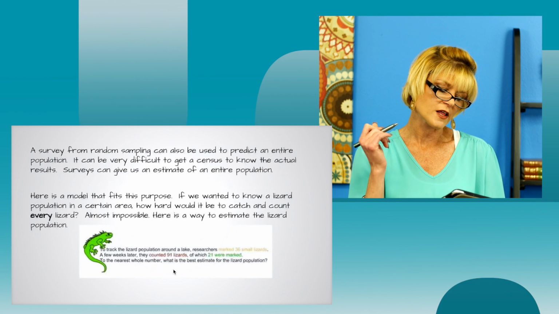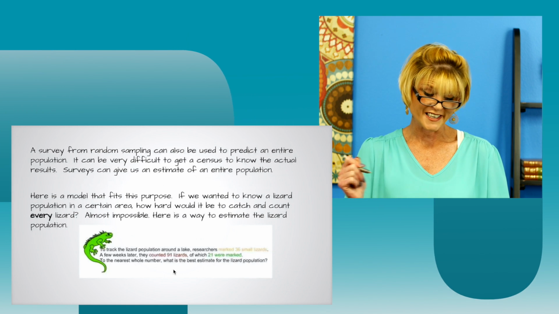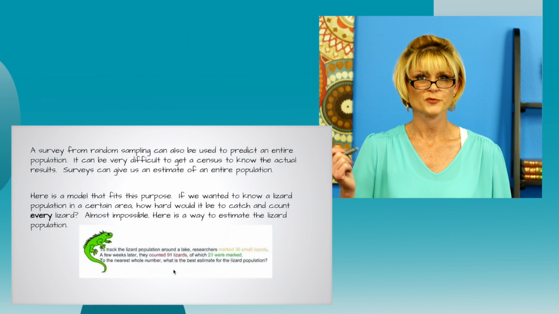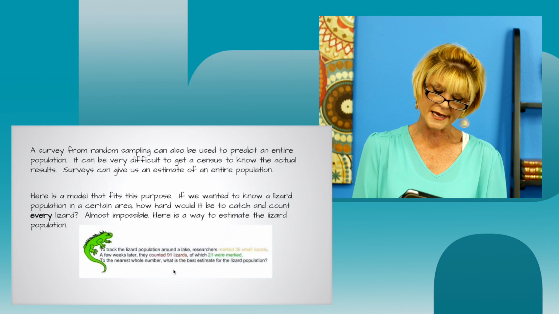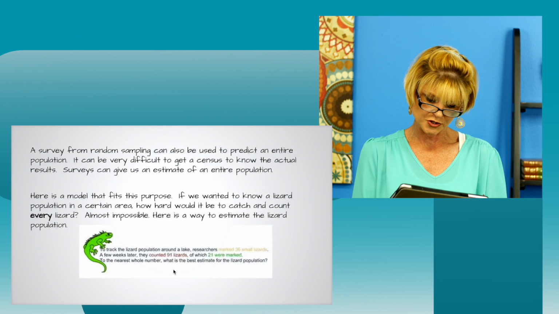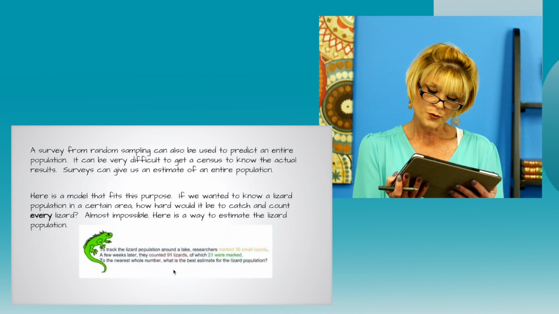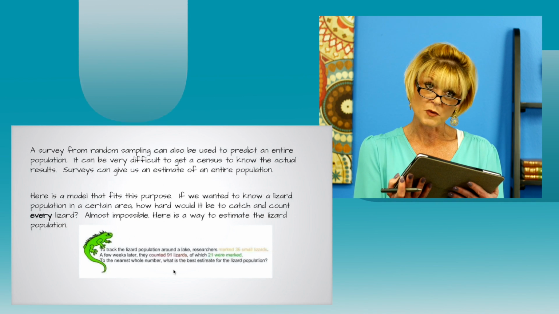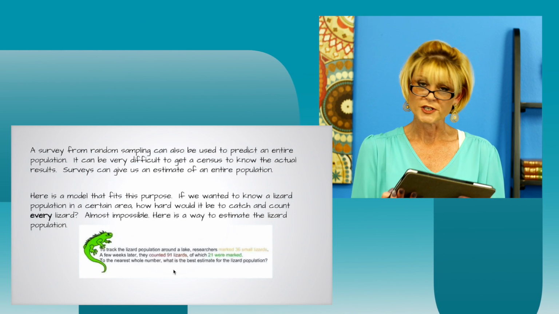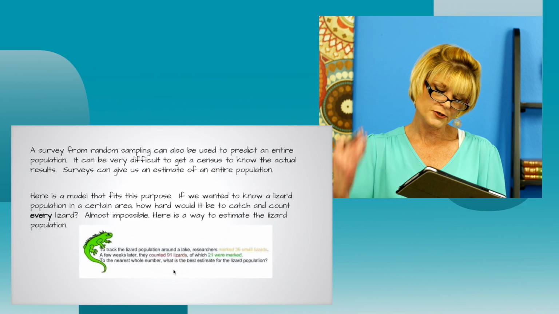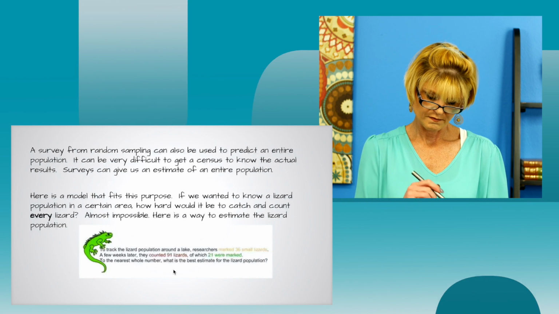If we wanted to know a lizard population in a certain area, how hard would it be to catch and count every lizard? Pretty much impossible, right? So here's a way to estimate the lizard population. Let's read this question here. It says, to track the lizard population around a lake, researchers marked 36 small lizards. A few weeks later, they counted 91 lizards, of which 21 were marked. To the nearest whole number, what is the best estimate of the lizard population?